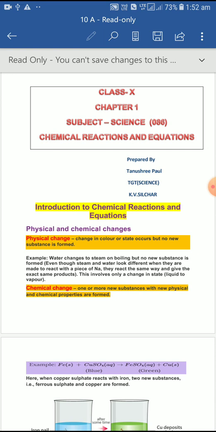We know that in a physical change, no new substance is produced. Reaction is there, but no new substance is produced. For example, when water changes to steam on boiling, no new substance is produced, which means from liquid it converts into vapor. A change in state took place, but no new substance is produced.